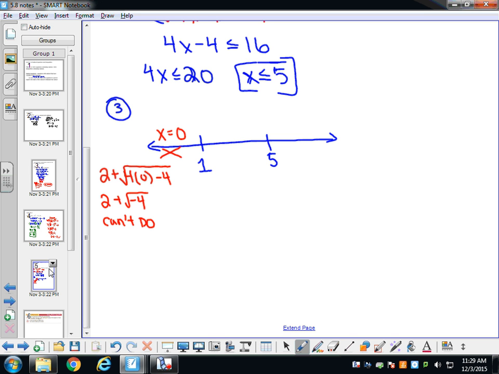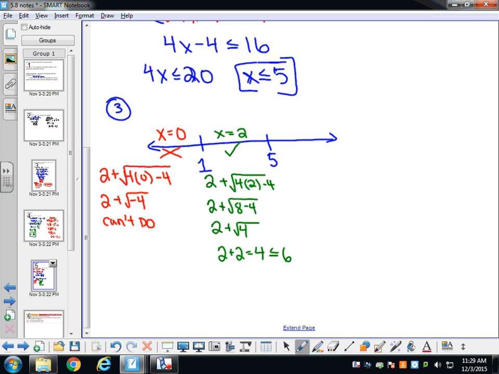Then I want to pick something between 1 and 5. So if I let x equal 2. So I get 2 plus the square root of 4 times 2 minus 4. 2 plus the square root of 8 minus 4. 2 plus the square root of 4. So I get 2 plus 2 is 4, which is truly less than or equal to 6. So that is a solution.